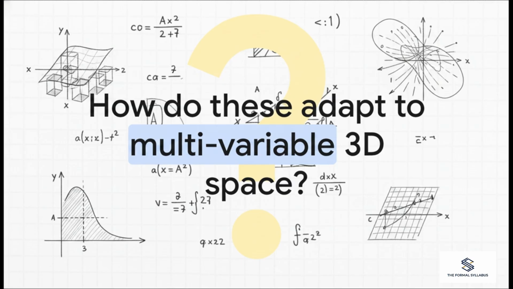But I want to leave you with this final provocative thought. We've done all of this on a flat surface with just one variable. So how do these single-variable tools adapt when introduced to true three-dimensional multivariable space? What exactly happens when our curves become surfaces and our areas become volumes across multiple axes? That is the next great frontier of math.